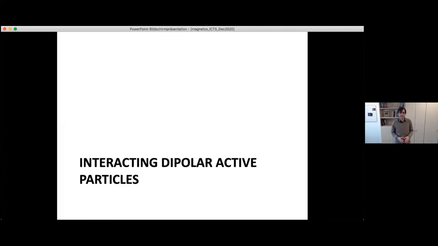One question that I always got when I talked about this is what happens if you have interactions, if you have many bacteria? So in most cases in the experiments, actually the density is relatively low. So magnetic interactions between the bacteria probably don't play much of a role. But of course, from the physics point of view, that's an interesting question. So we thought, well, let's look at this. We now have many active particles, magnetic particles, or dipolar particles in general. Let's see what happens if they interact with each other.